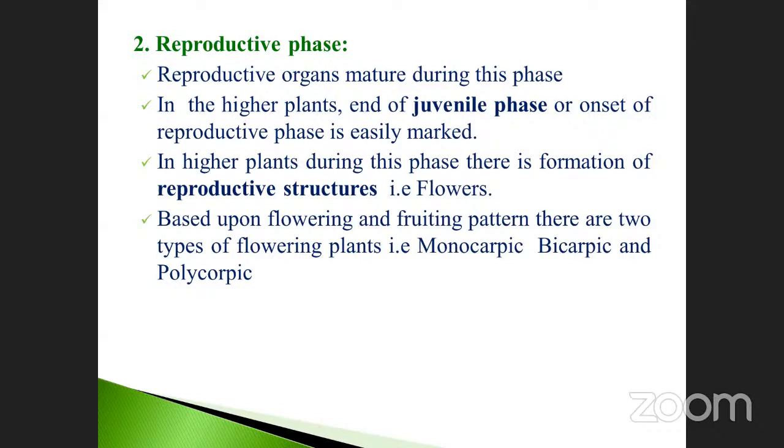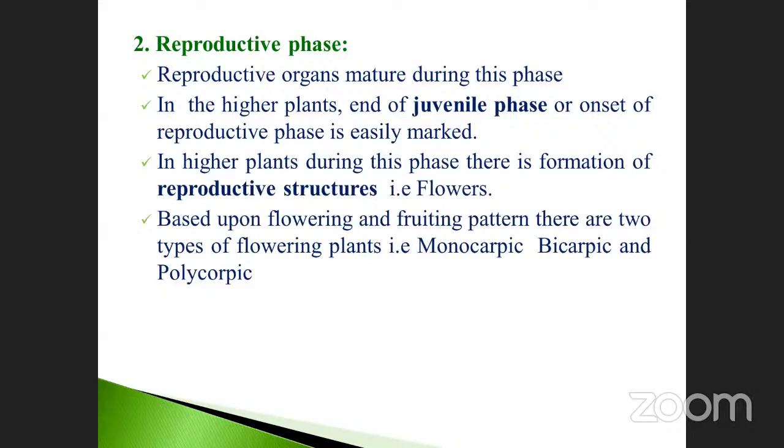In the higher plant, at the end of the juvenile phase, the things I already told you, the reproductive stage also starts, or the onset of the reproductive phase is easily noticed. What will happen at that stage? In higher plants during this phase, there is a formation of reproductive structures. What are the reproductive structures? In flowers, will you please tell, what are the reproductive organs present in the flowers?